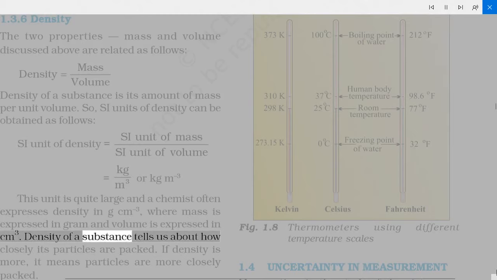Density of a substance tells us about how closely its particles are packed. If density is more, it means particles are more closely packed.